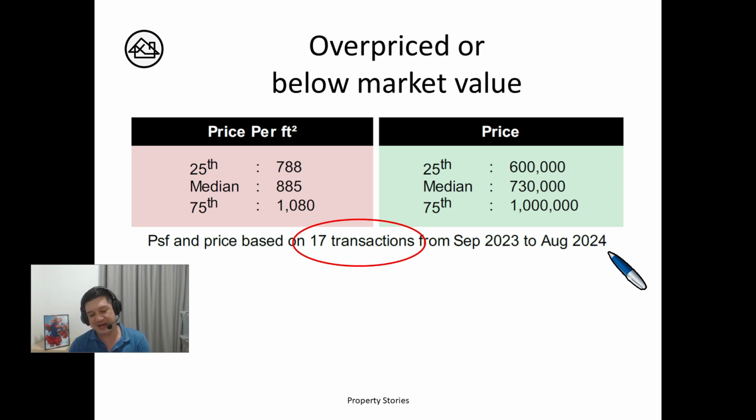What I'm trying to tell you is that the property market lags behind. It's not real time. So there's always a gap there, okay? So September 2023 to August 2024. So let's look at the price.